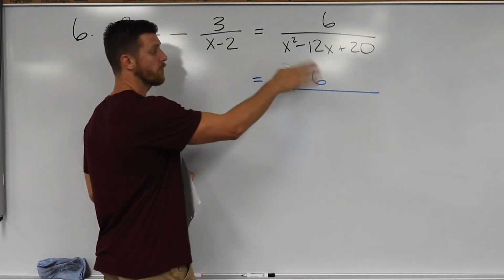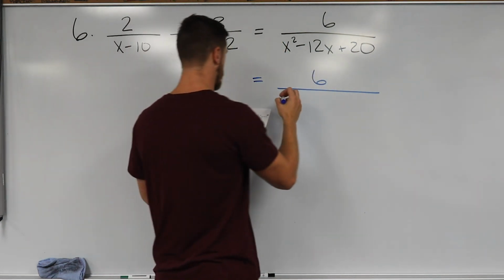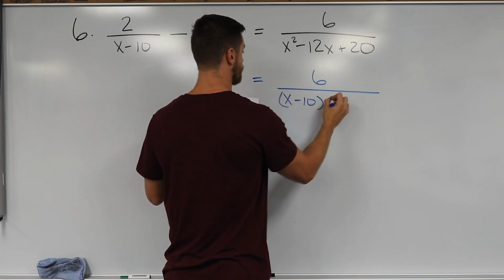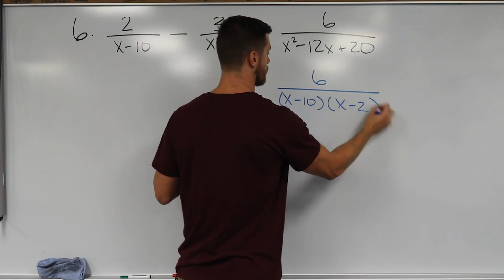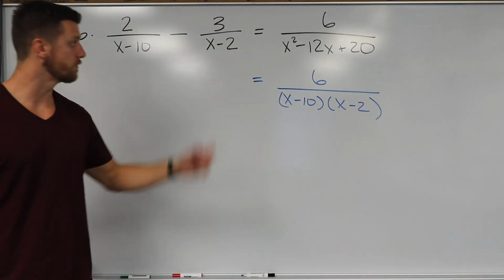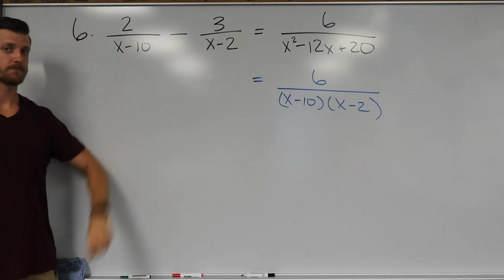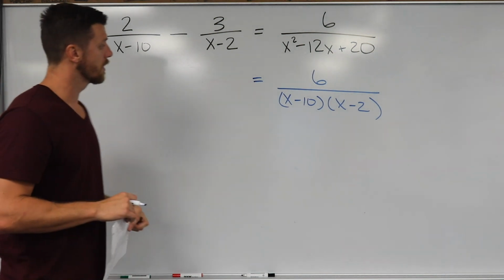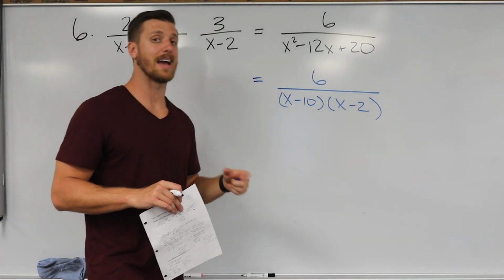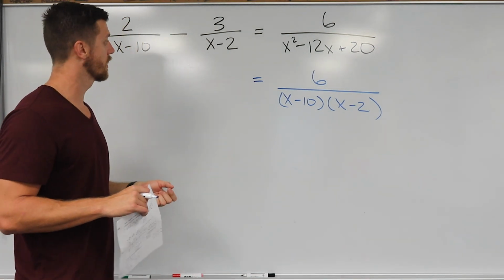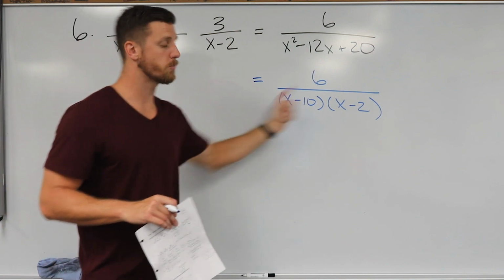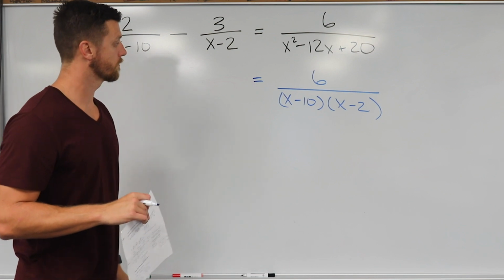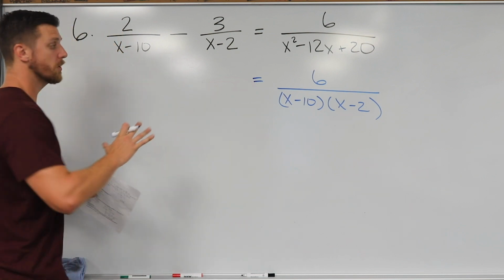I'm going to write it big. When you factor this, you're going to get (x minus 10)(x minus 2). Now, why do those look familiar? That's a good thing. But we want to find a least common denominator. Well, it isn't this one, and it isn't this one. It's both of them together. So what we're going to do now is I'm going to do this on purpose.